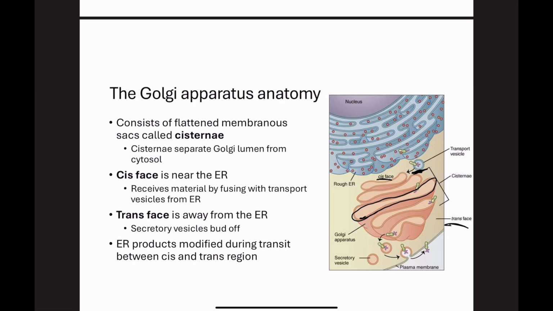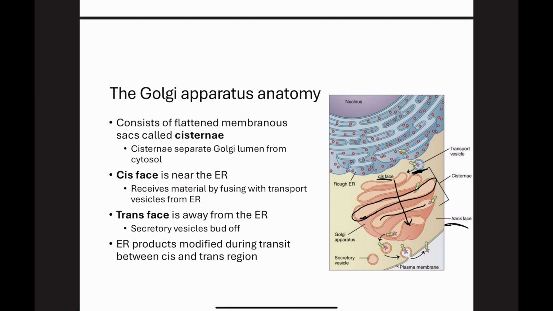It's going to have vesicles that are going to bud off of the Golgi, and those vesicles are going to contain modified molecules, and they're going to be sent to other parts of the cell. So modification of proteins and lipids occurs between the cis face and the trans face. When our proteins and lipids move from the cis to trans region, they undergo modifications that are facilitated by specific enzymes that we find inside of the cisterna.